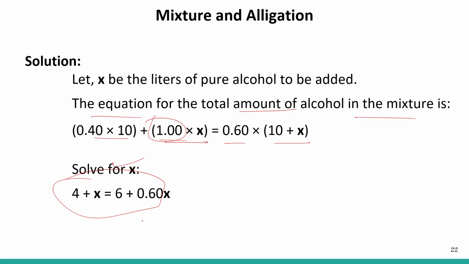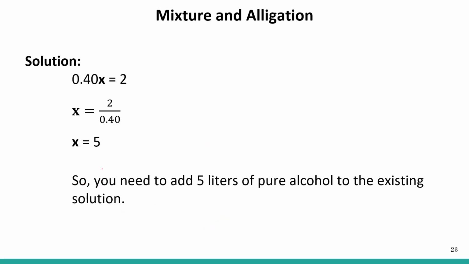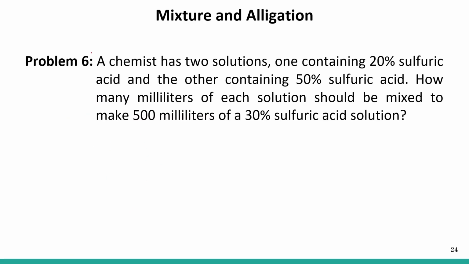Okay. No, it is right. That is okay. 0.4X is equal to what? Is equal to 2. So this implies that X is equal to 5. Okay. So X is equal to 2 by 0.4, that is equal to 5. So you need what? 5 liters of pure alcohol to add to the existing solution.